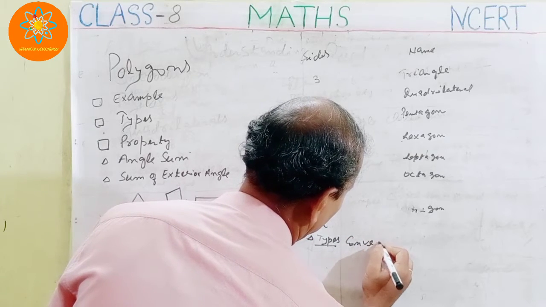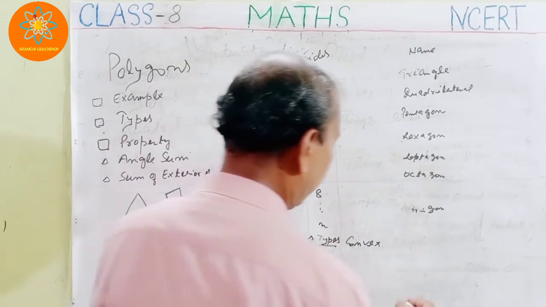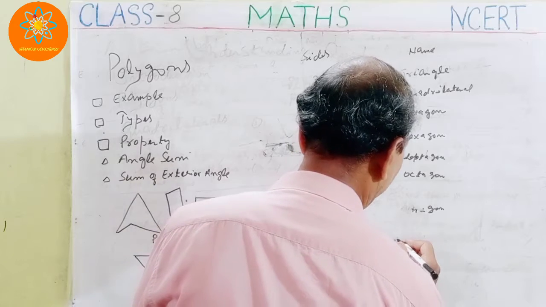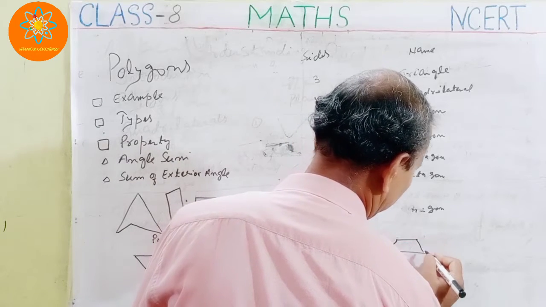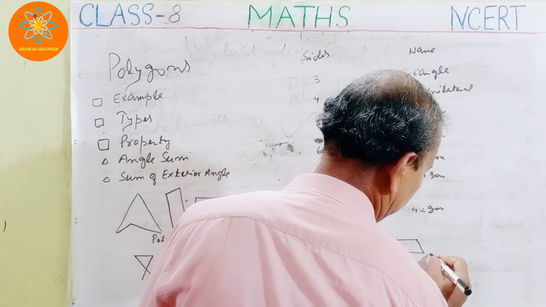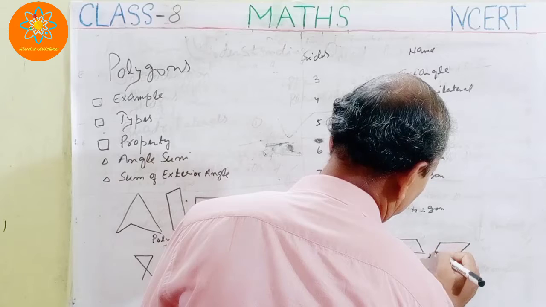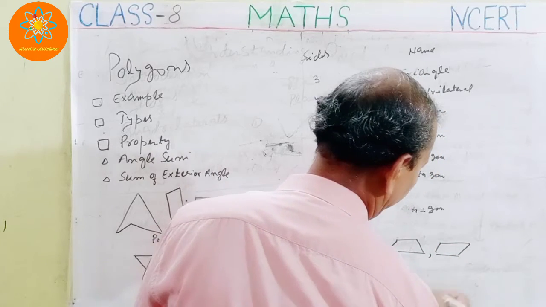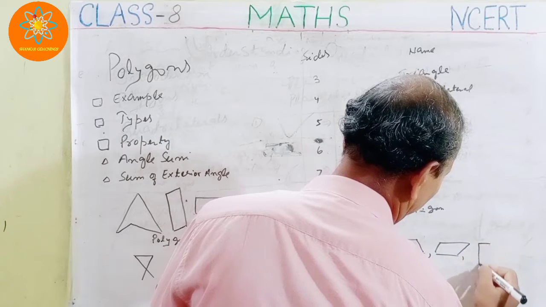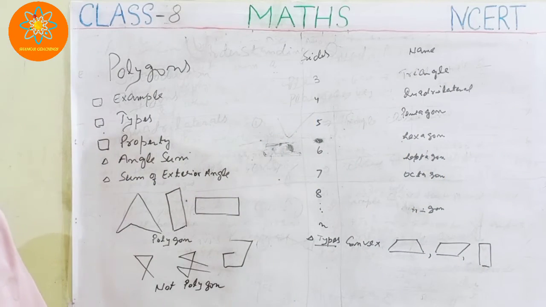polygon. So in the convex polygon, we have like this. This is the convex polygon. Similarly, this is the parallelogram, and also this is a convex polygon. Then this is also a convex polygon. So this is the convex polygon.